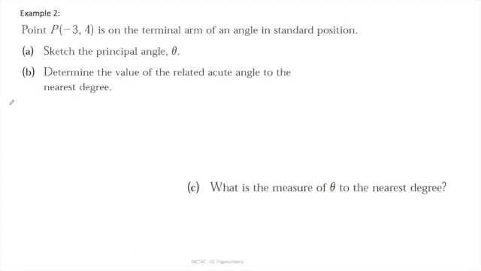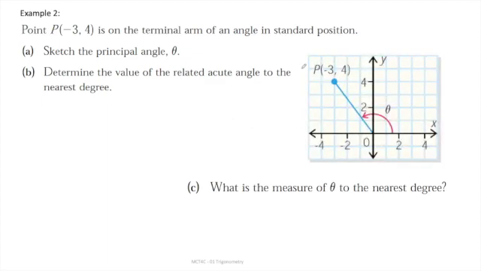So for example 2 here, we have point P (-3, 4) on the terminal arm of an angle in standard position. We're going to sketch it, sketch our principal angle, determine the value of our related acute angle, and then figure out what the measure of theta is to the nearest degree.